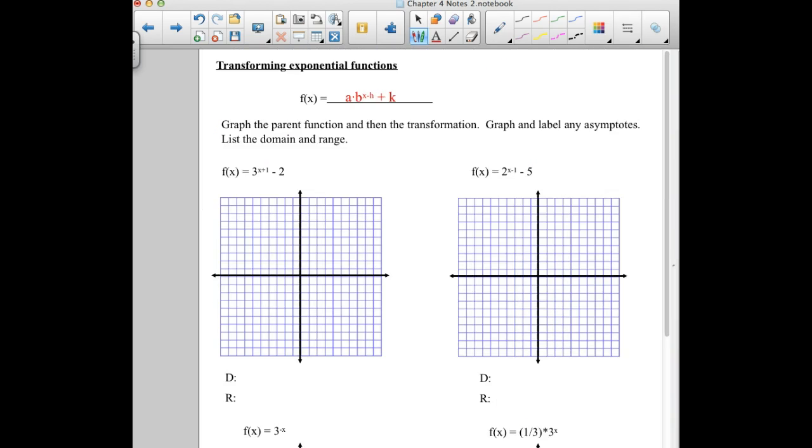All right, so then we're going to transform these. We're going to start shifting them left, right, up, down, stretching, compressing, that kind of thing. Think about our transformations from the past. An a value in front caused either a vertical stretch if it was bigger than 1, or a compression if it was smaller than 1. And if it was negative, it caused it to reflect over the x-axis, like we had on that last one.